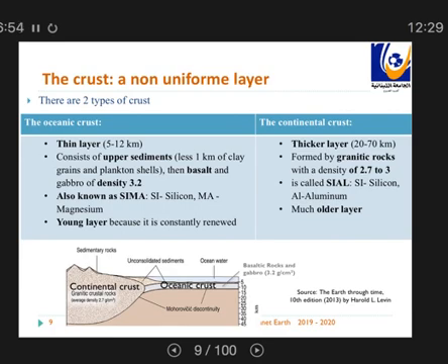The crust is a non-uniform layer. The title in itself is information. Okay, the crust is a non-uniform layer.